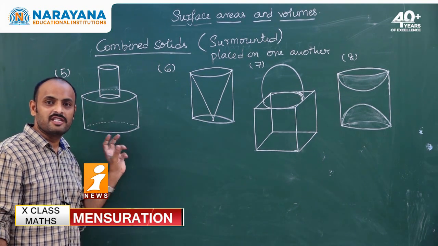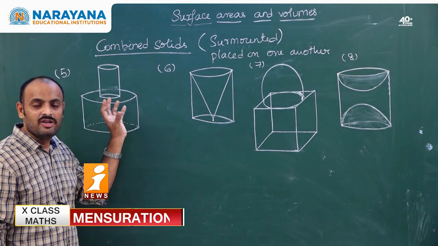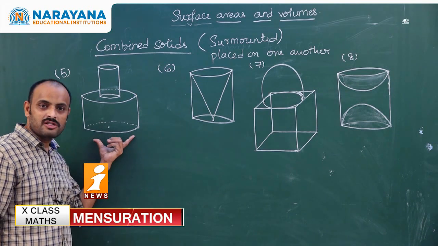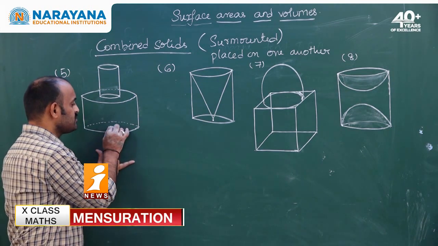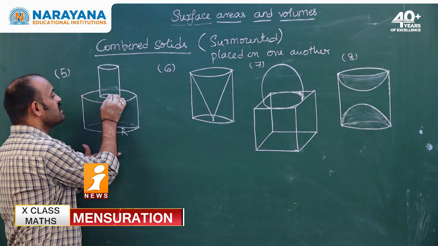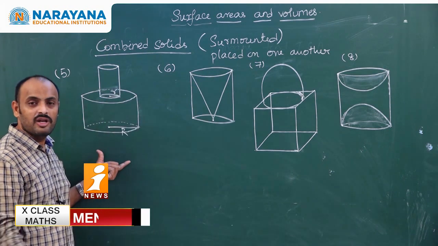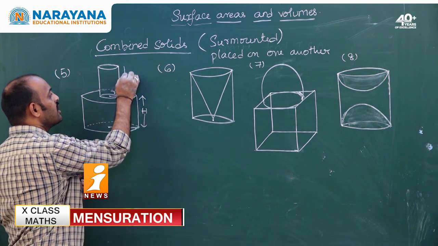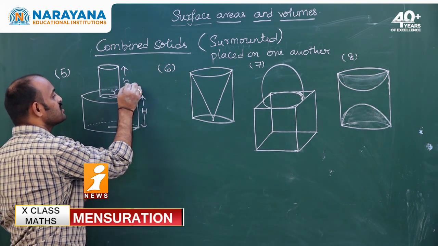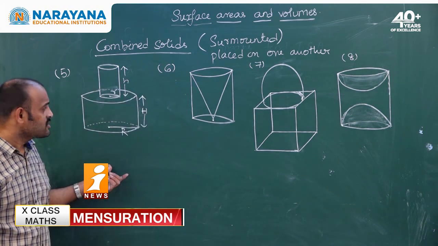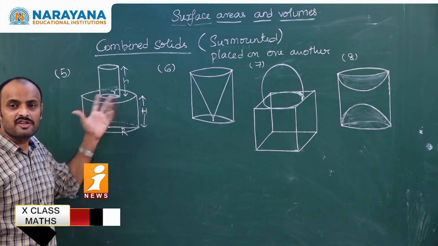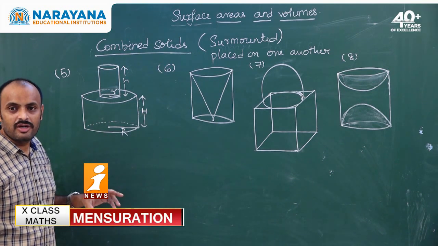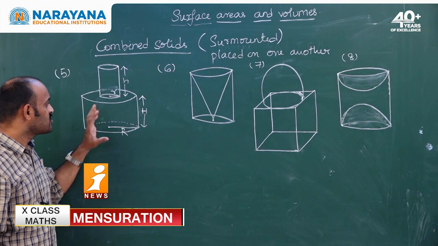A cylinder is placed on another cylinder whose radii are not the same. So, the radius of the lower cylinder is capital R and the radius of the upper cylinder is small r. The height of the lower cylinder is capital H. The height of the upper cylinder is small h. So, in this case, if they ask you to find the surface area of this solid, how do we find it?